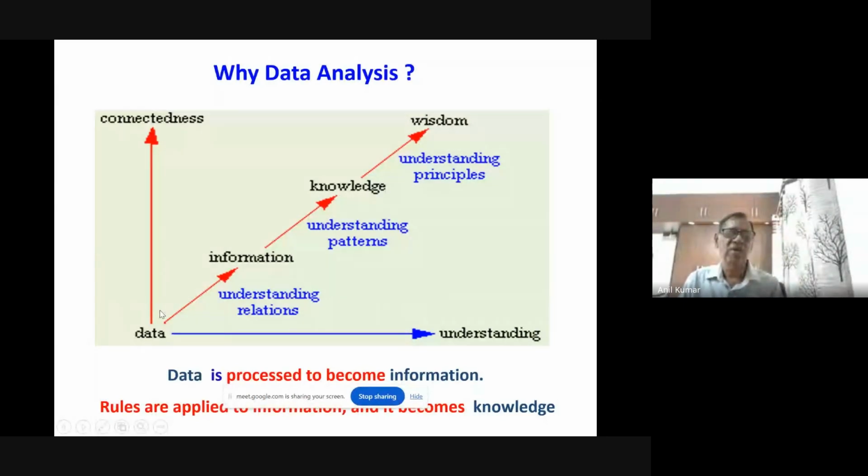So again, I would request all of you: data is processed to become information. Rules are applied to become knowledge from the information. So pattern making is there. We reach this stage. I think all of you are well versed that all scientific rules, phenomena, concepts are arrived at the knowledge stage by way of converting data into information. Again and again we try to experiment, and when we see some kind of pattern there, we try to understand it, or we try to convert this information into knowledge.